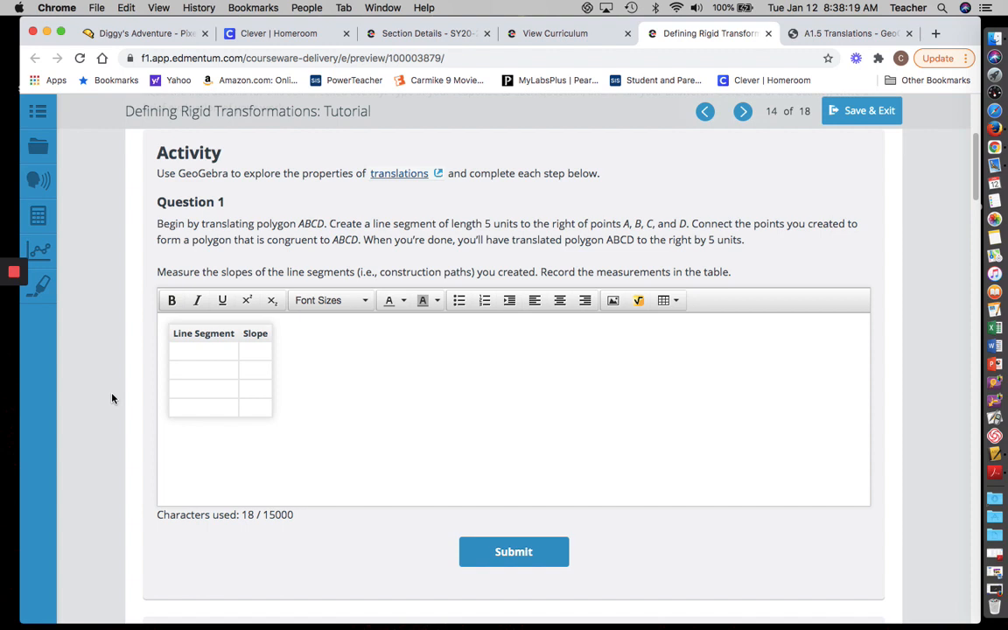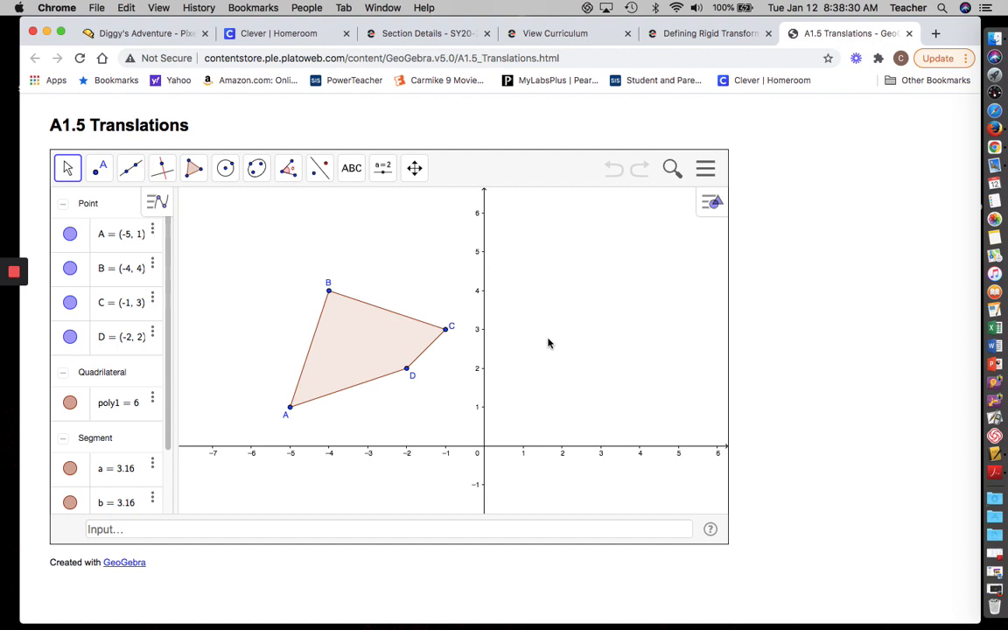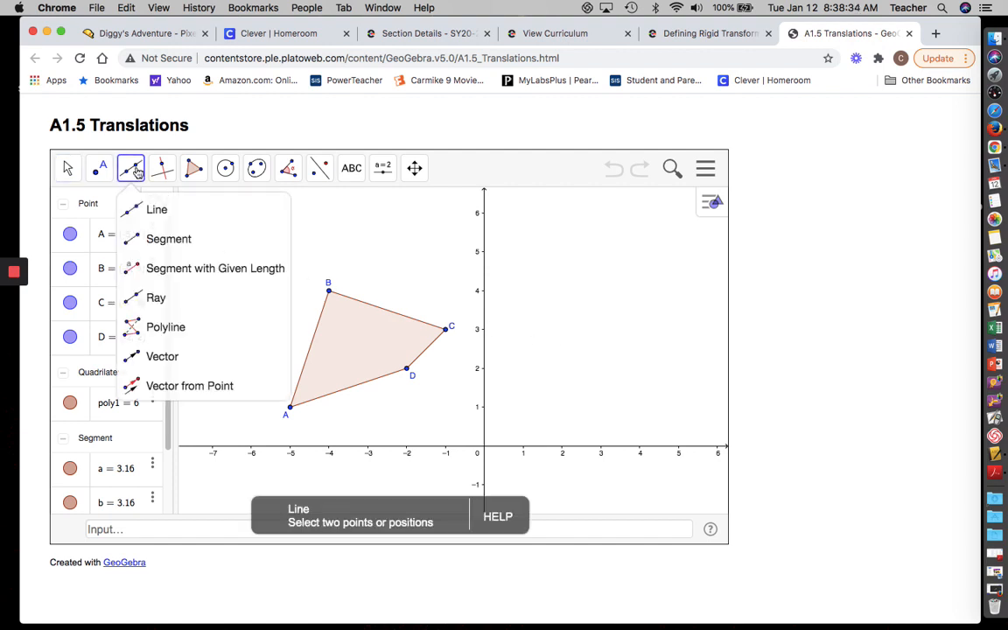Question number 1. Begin by translating polygon ABCD. Create a line segment of length 5 units to the right of points A, B, C, and D. Okay, so 5 to the right on every single one. So I'm going to go segment. Ooh, segment with given length. Let's see what that does.